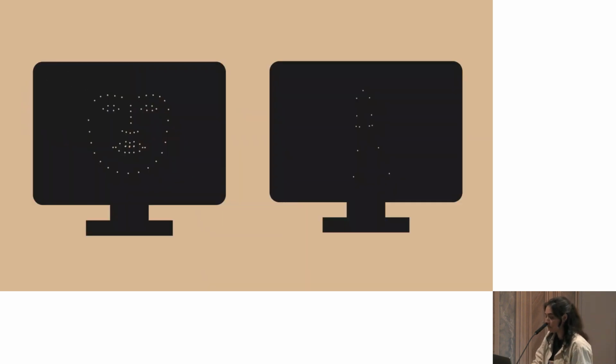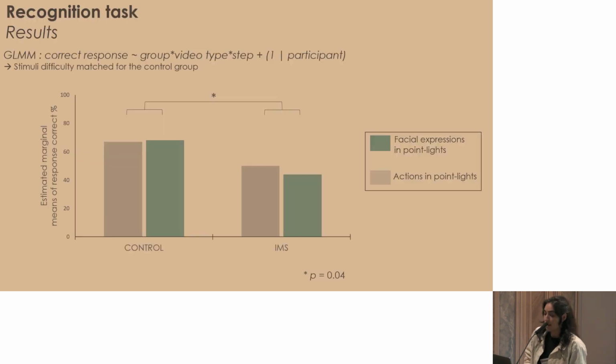So we tested that hypothesis, and just to tease you for the last minute of my presentation, here's what we did. We asked individuals with Moebius syndrome, who cannot covertly imitate facial movements, to recognize facial expressions depicted in point light displays, as well as videos of actions that served as a control condition. The result in this task showed a significant interaction effect. The individuals with Moebius syndrome were significantly less accurate than controls at recognizing facial expressions than actions.